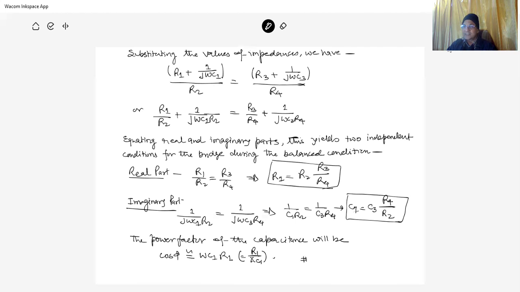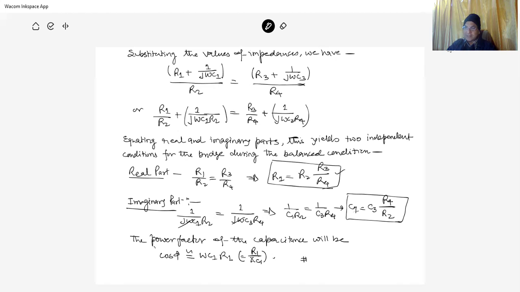The real part of this equation is R1 upon R2 is equal to R3 upon R4, so R1 can be written as R2 into R3 by R4. For the imaginary part, we equate the imaginary terms: 1 upon j omega C1 R2 is equal to 1 upon j omega C3 R4. The j cancels, and we have 1 upon C1 R2 is equal to 1 upon C3 R4. So C1 is equal to C3 R4 by R2.